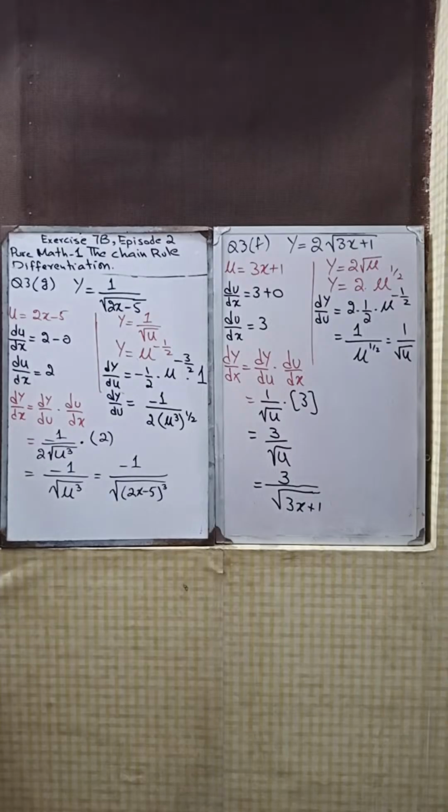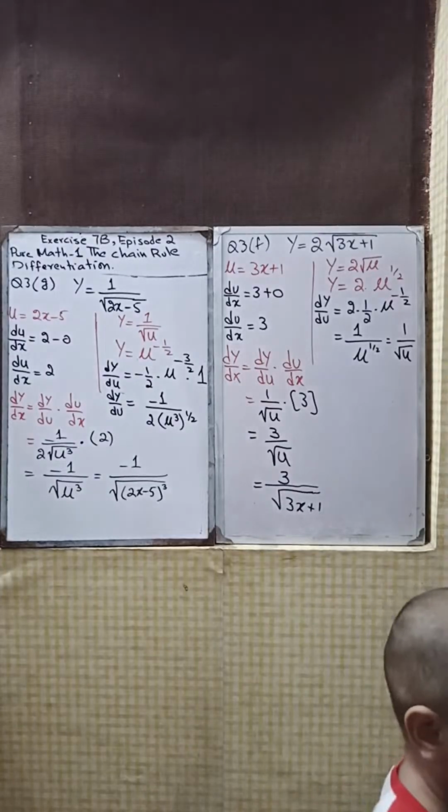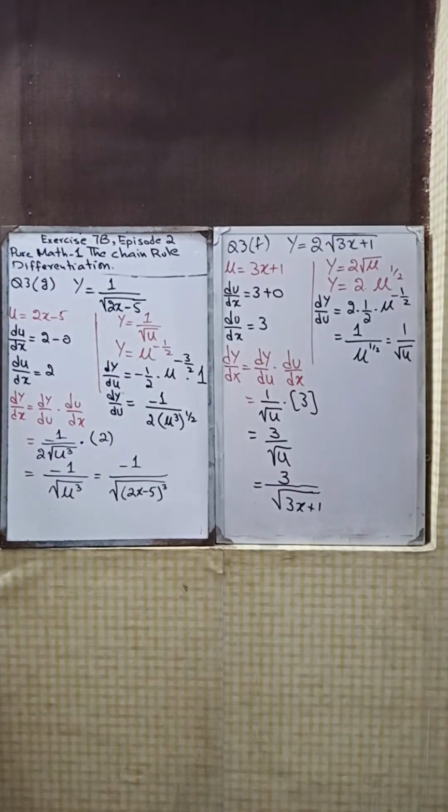Let me check from the book. The answer is minus 1 divided by the square root of 2x minus 5, whole cubed. Okay, so the answer is perfect. This is how we do question number 3, the G part. We differentiated this by using the chain rule. We are solving exercise 7B of the course book for Pure Mathematics 1. This is AS Mathematics, and this is the second episode on this exercise.